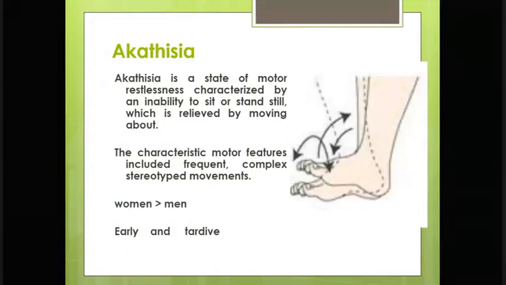Akathisia is a state of motor restlessness, but not like restless leg syndrome. It is characterized by inability to sit or stand still, which is relieved by moving about. There is a motor feature, not like restless leg syndrome. It includes frequent complex stereotyped movement.